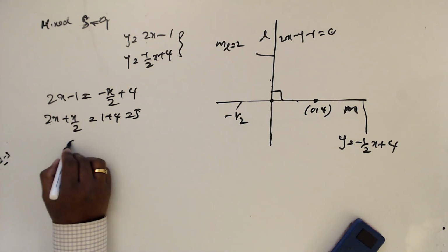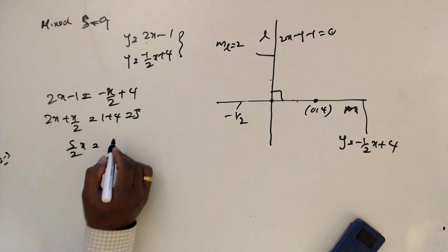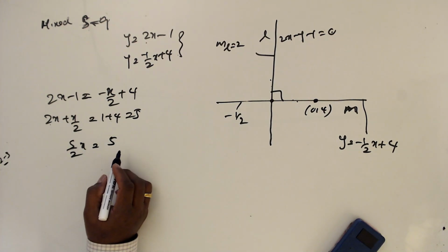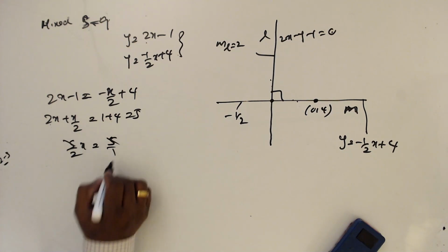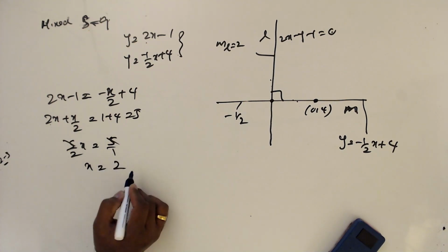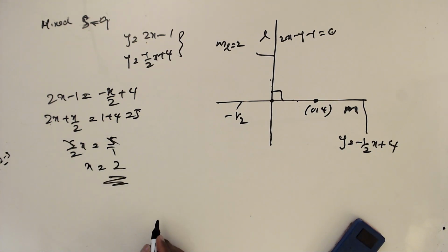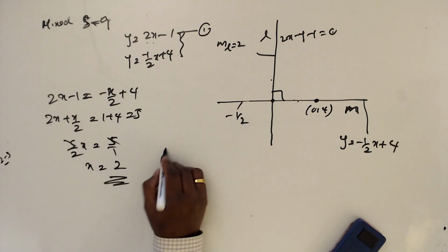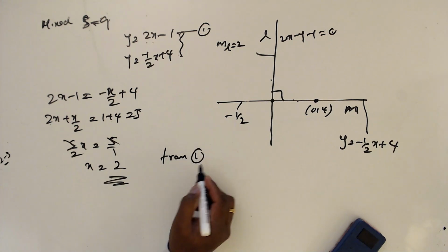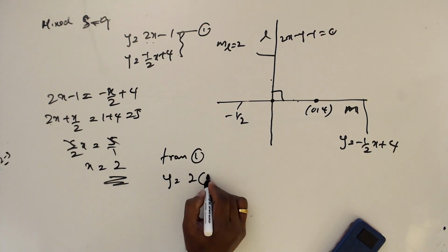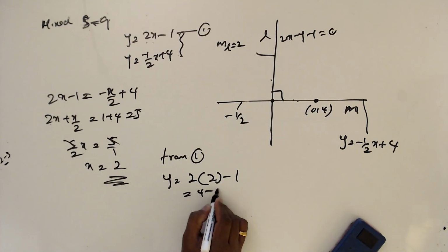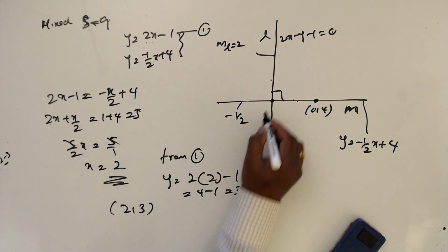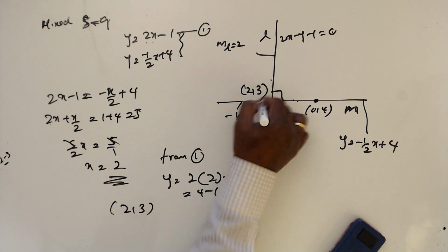You can write 5 by 2, x equals 5. Now this 5 and 5 cancel out. x equals 2. When x equals 2, from y equals 2x minus 1, y equals 4 minus 1, which is 3. So the coordinate of this intersection point is (2, 3).